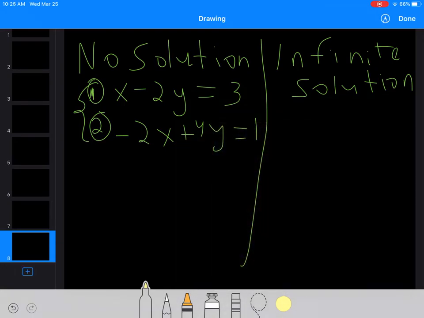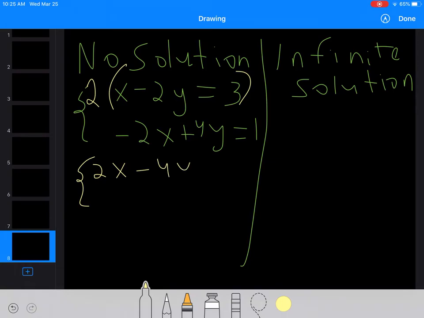So what I would do here for this one is, since I have negative 2x and positive x, all we have to do is multiply the top equation by just 2. So we'll erase the equation names for now. So I'm going to multiply this one by 2 and distribute that all the way across. And so the top will be 2x minus 4y equals 6. Bottom is negative 2x plus 4y equals 1.